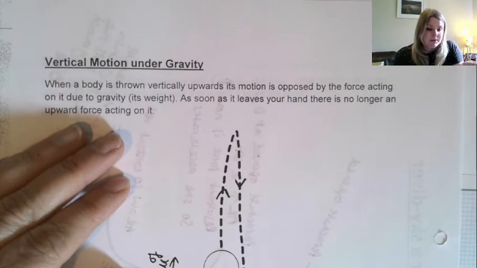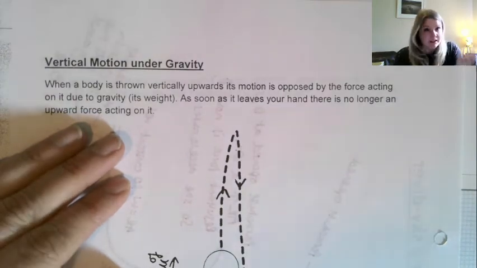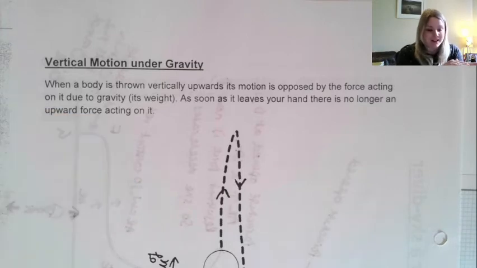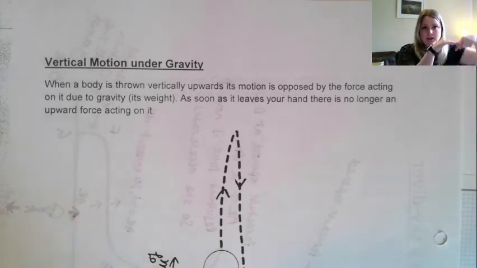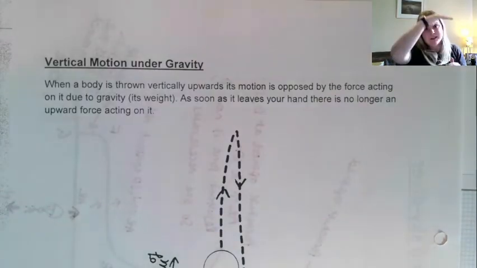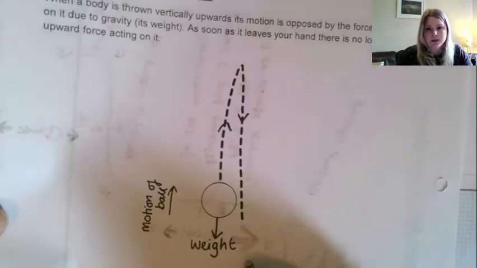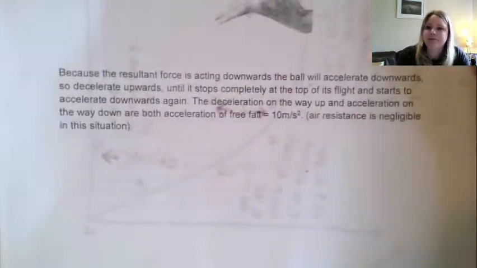So by that we mean, you give it a force whenever you chuck it up, you're applying a force to it, but as soon as it leaves your hand, that force isn't there anymore. So as soon as it leaves your hand, the only force acting on it is its weight down the way, and it's going to be accelerating down the way due to gravity. So it's going to decelerate until it reaches the top, and then it's going to accelerate down the way. Okay, so that's just our little diagram for that.